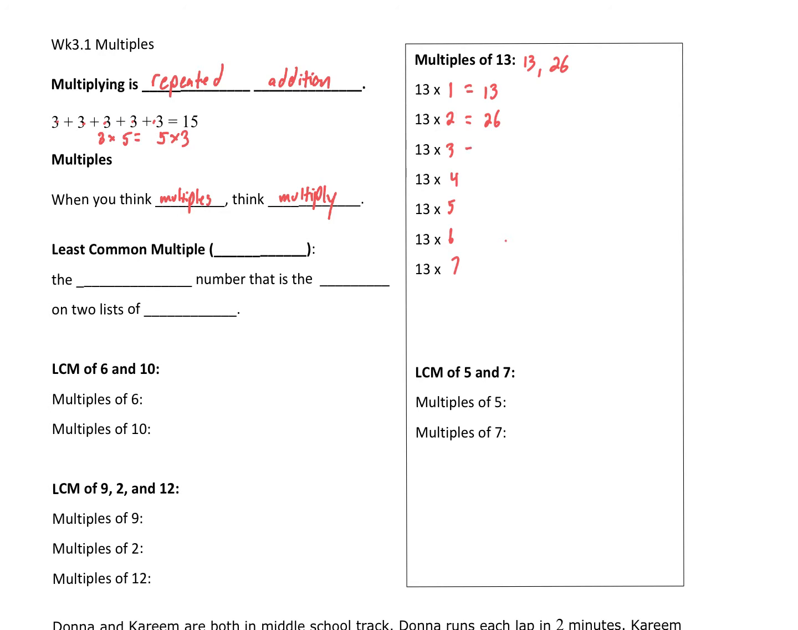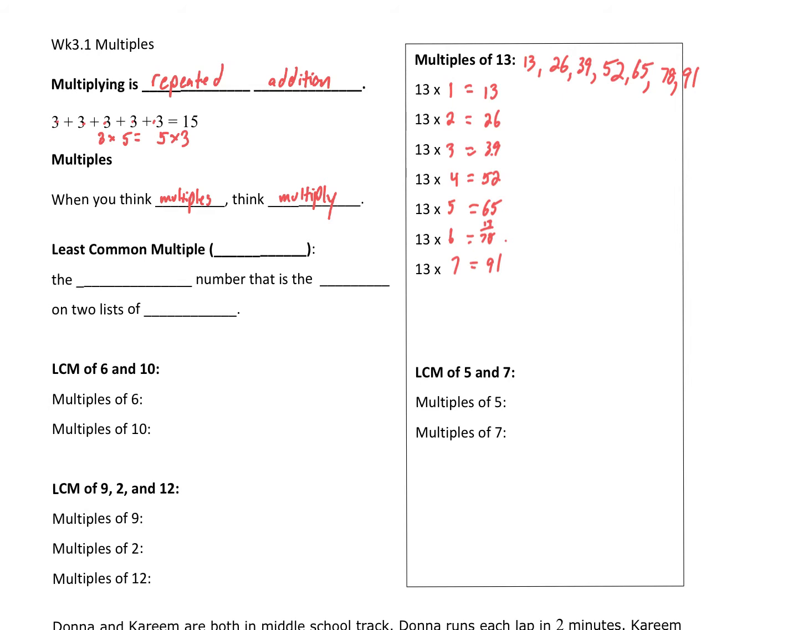13 times 2 is 26. 13 times 3, 39. 13 times 4, I don't have that one memorized, but I know 13 times 3 is 39, so I'm going to add 13 to that and get 52. 13 times 5 I do have memorized. That's 65. 13 times 6, well, I'm going to add another 13 to 65. That would be 78. And then lastly, 13 times 7 is 91. Okay, we could keep going on forever. 13 times 8, 9, 10, all the way up. But these are the first 7 multiples of 13.